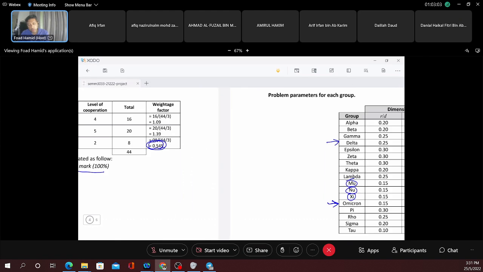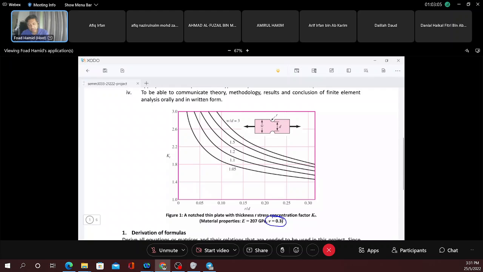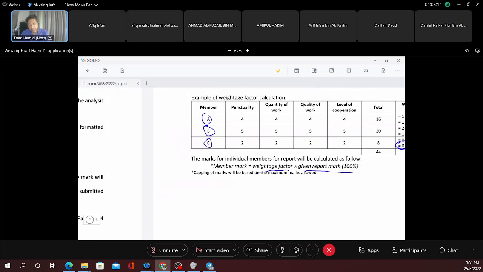So you know what you need to do. You need to know. So W is this, D is this, R is this. So this is the parameter for each group.